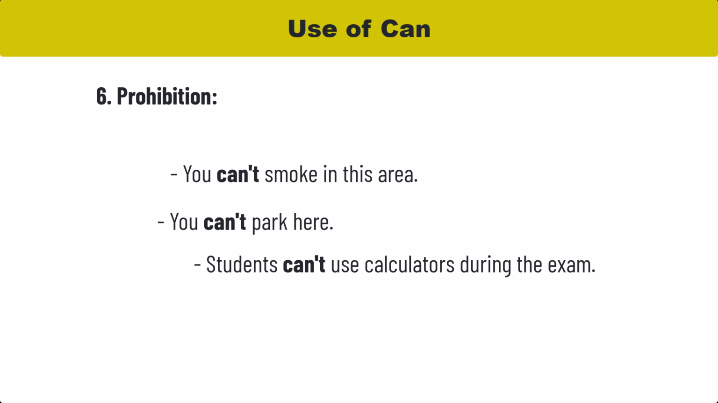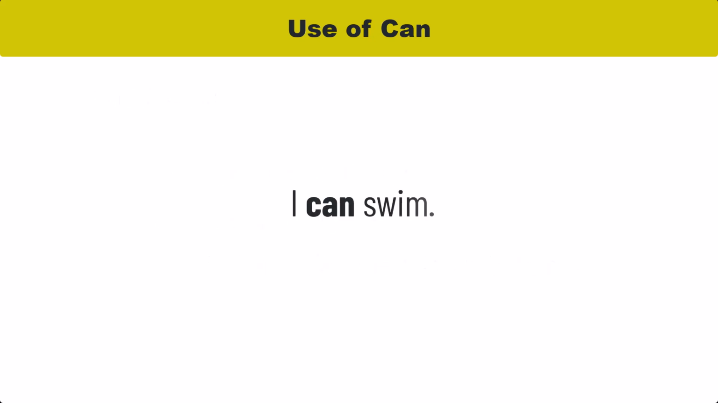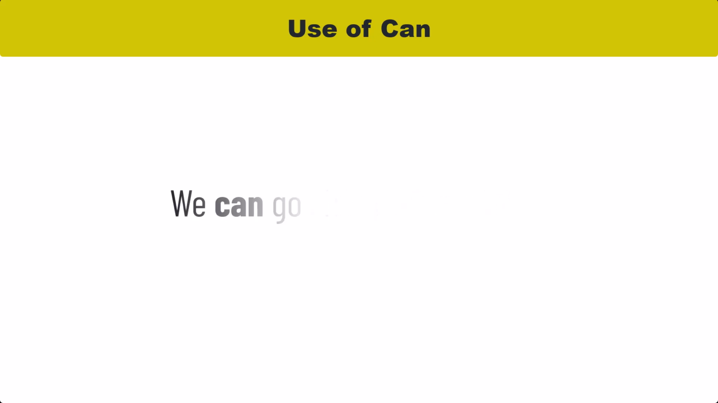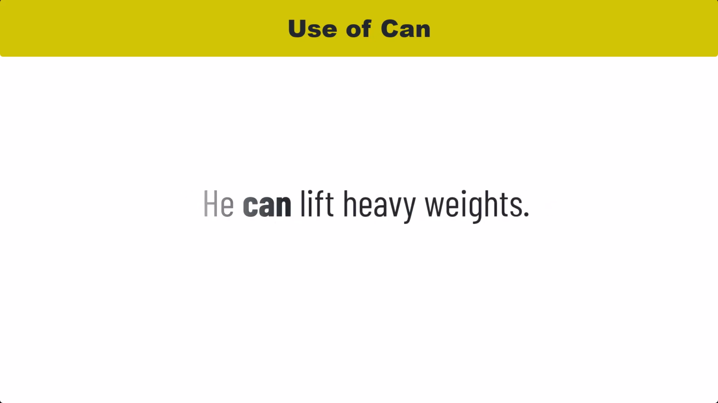Here are 40 simple examples of how to use can in English. I can swim. Can you speak English? She can play the piano. We can go shopping tomorrow. Can they come to the party? He can lift heavy weights.